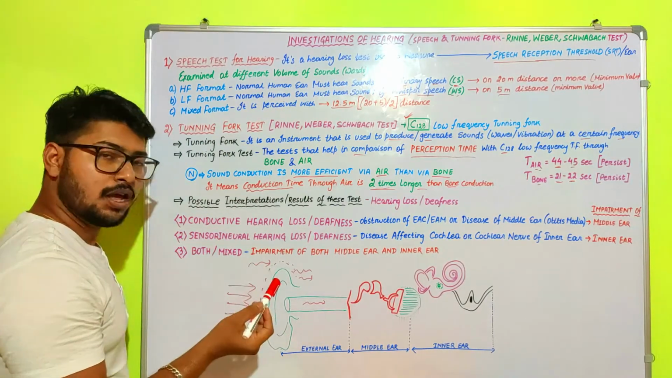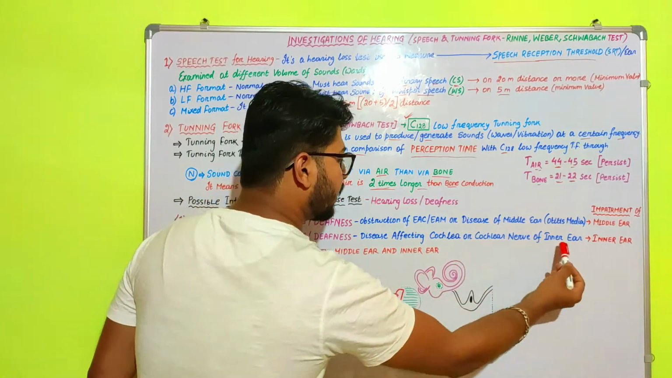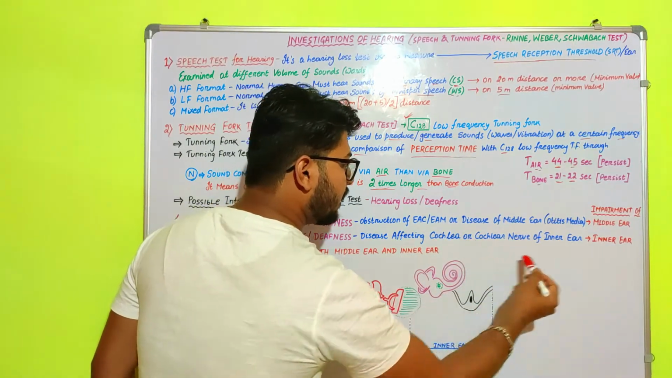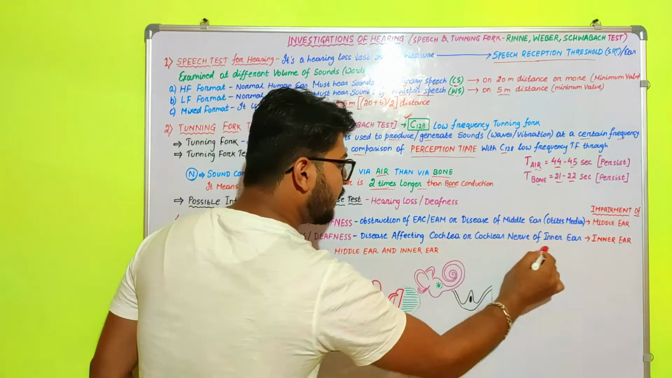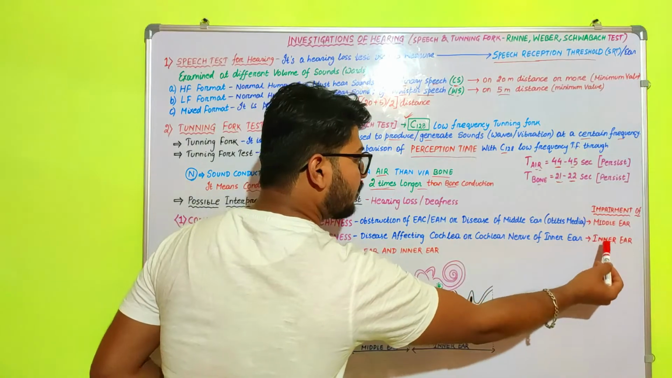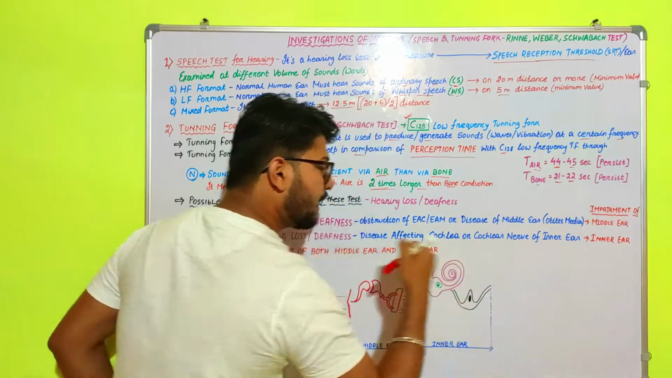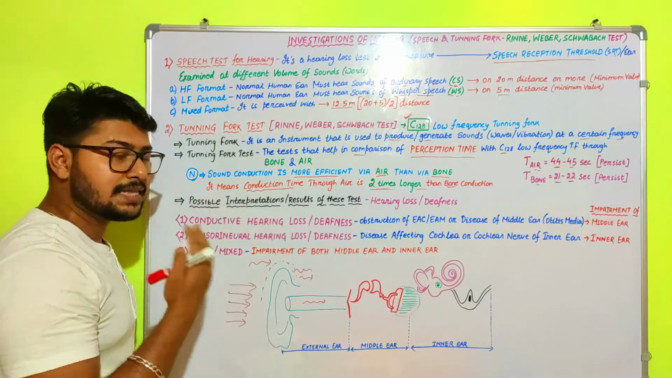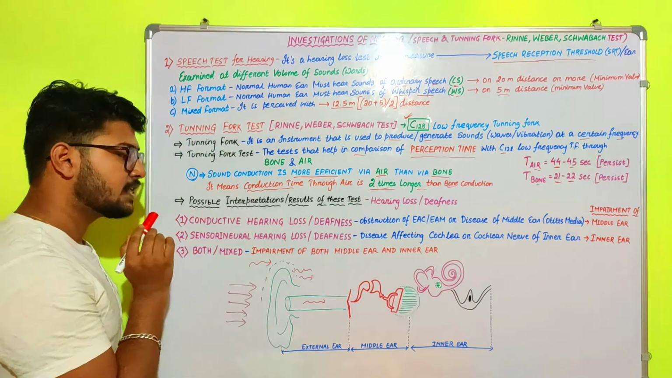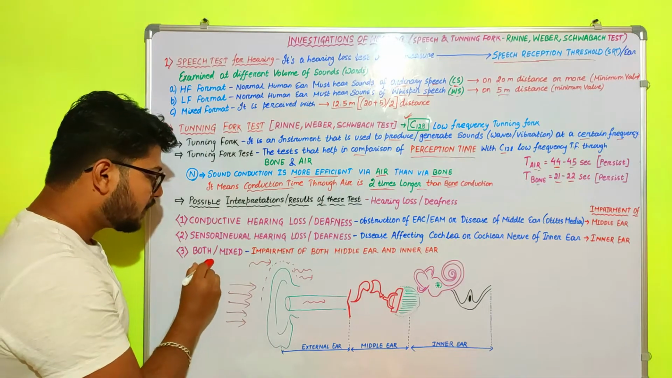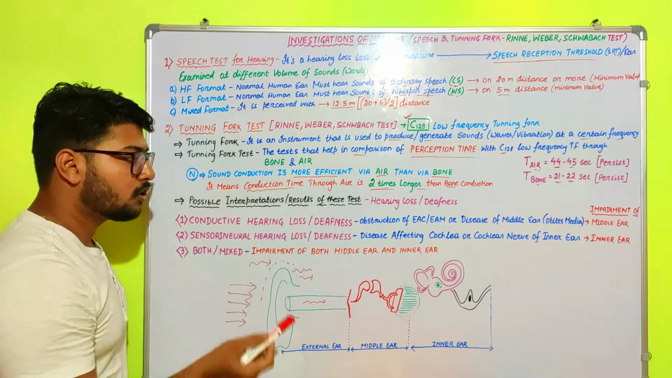Sensorineural hearing loss means a disease affecting the cochlea and cochlear nerve of the inner ear. These two structures are present in the inner ear, and when there is any kind of pathology relating to the inner ear, then of course it is going to impair the inner ear functions. From this we can conclude that if there is any kind of pathology or impairment of the inner ear, then we can find sensorineural hearing loss. Next, it can be both, mixed. It means that both conductive and sensorineural hearing loss can be present.